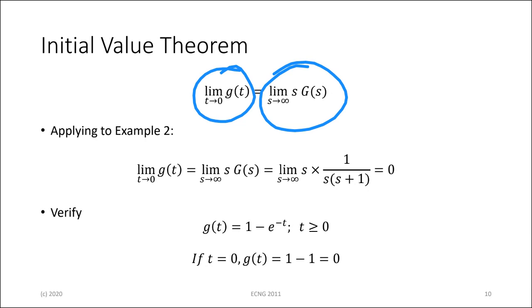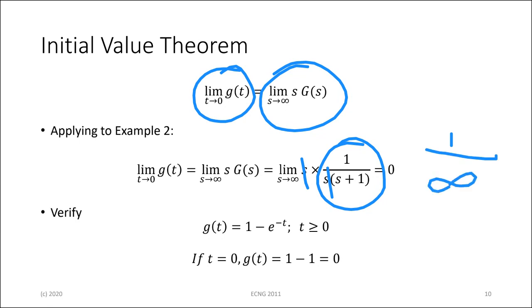Right? So to find the initial value in time, you look at what happens as s gets very large in the s domain. So you go back here again, we apply it to the example that we have, and as s gets very large, s plus 1 becomes a very large number. So 1 over infinity goes to 0. And again, we could double check this one, luckily, because it's a fairly simple example.